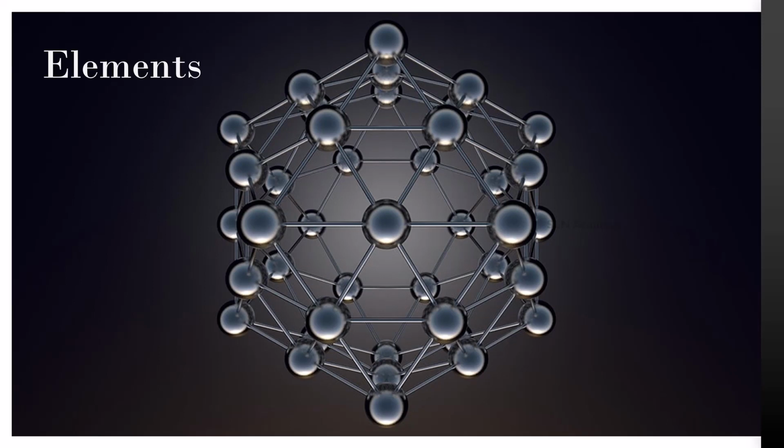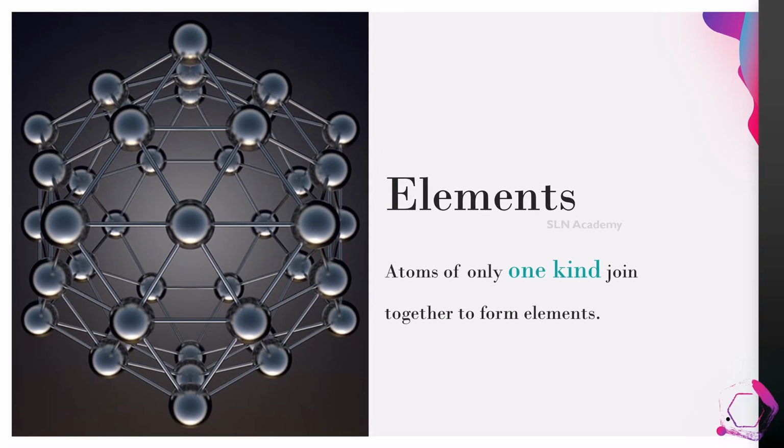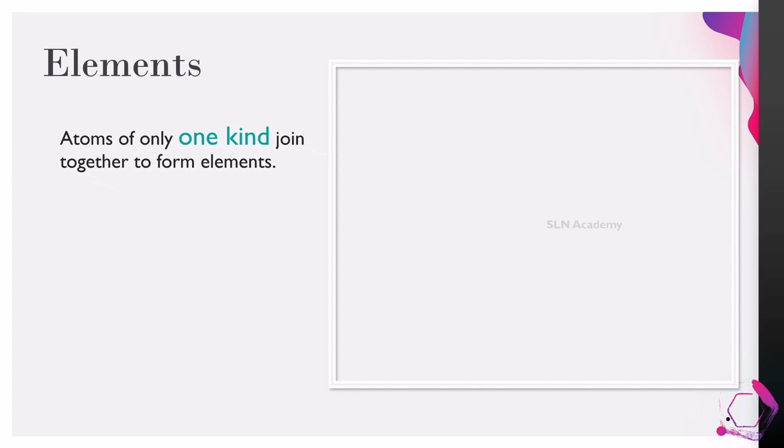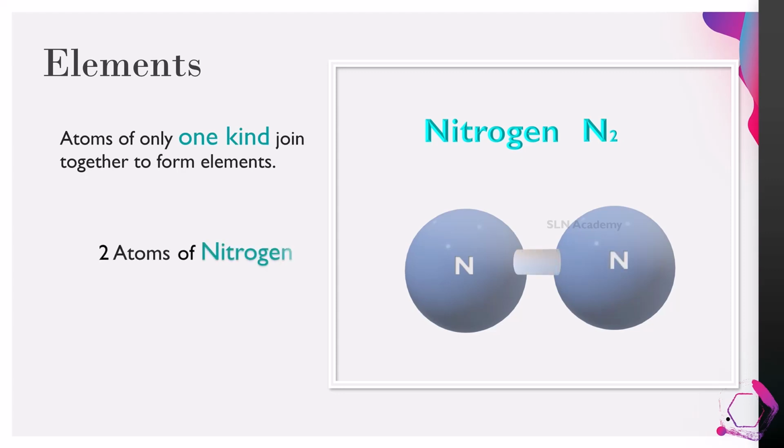Elements. There are 90 naturally occurring elements present in our Earth. Elements are one type of molecules. Atoms of only one kind join to form elements. Examples of elements are nitrogen, which is represented by N2, which means it is made up of two atoms of nitrogen.